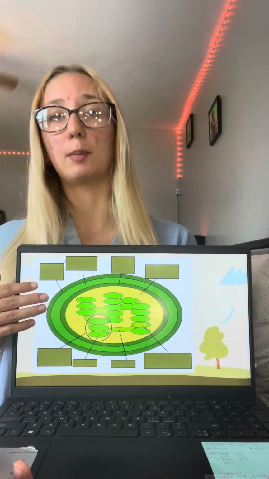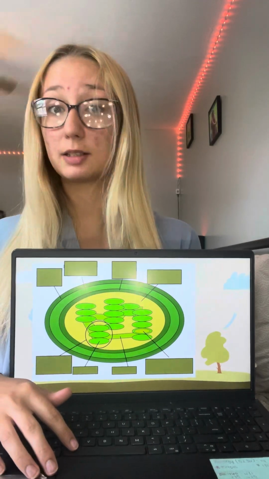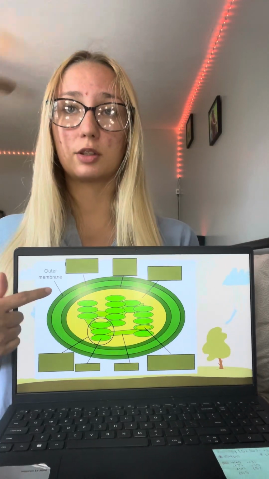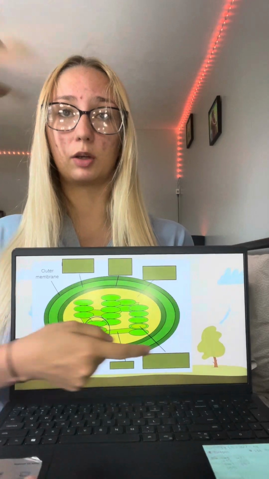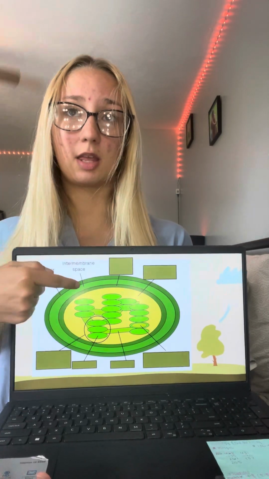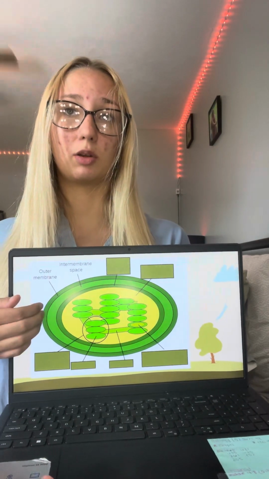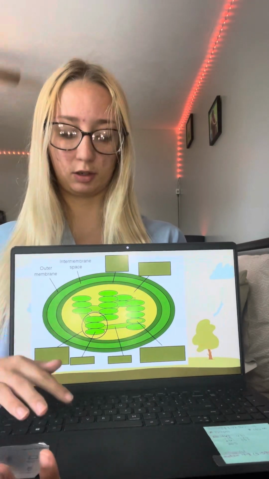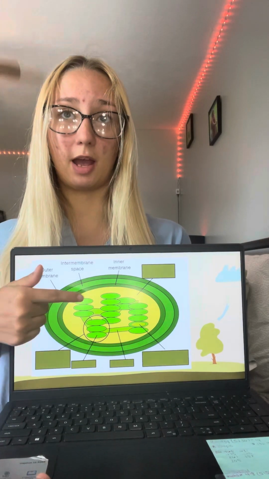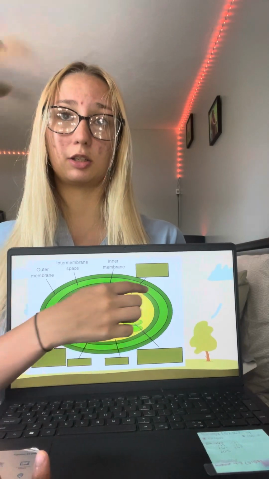This is a diagram of a chloroplast. So this is where photosynthesis takes place the most. First, we're going to have our outer membrane that goes the whole way around. And then our intermembrane space that goes all the way around as well. So then we have outer, inter, and then we have this inner membrane. That is the tiniest circle there.